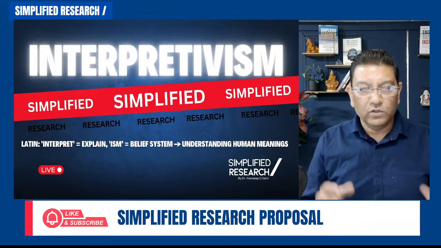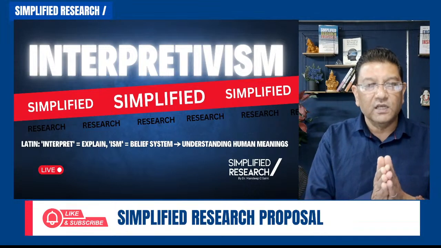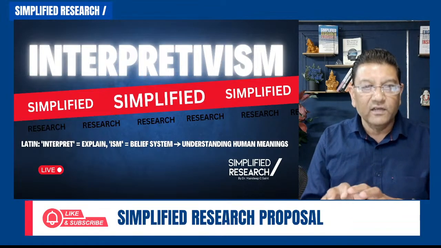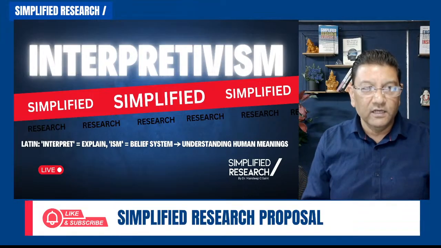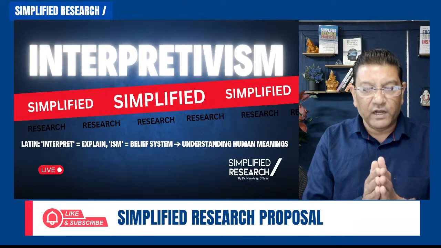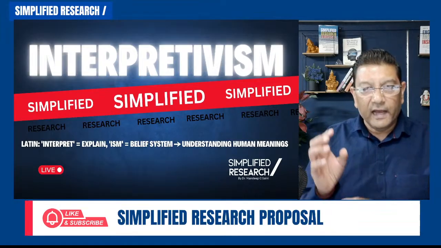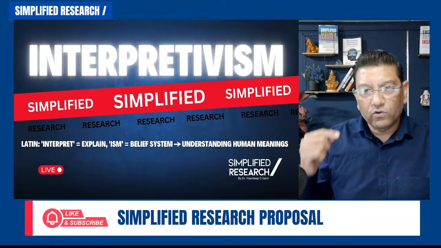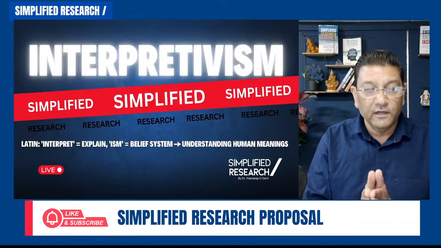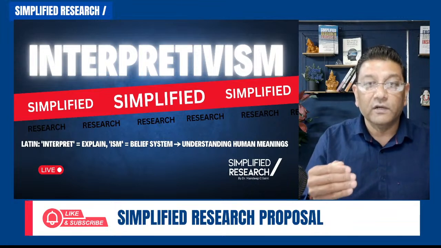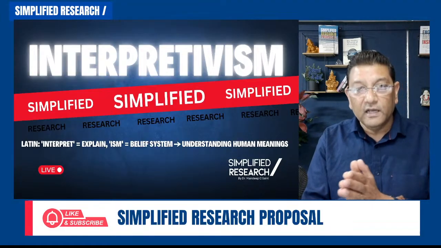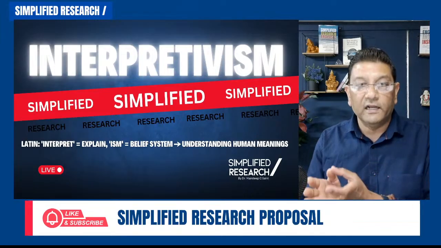Subjectivism. Now, the opposite side, which is positivism, is related with the objects, but on this side, it is related with the subjects. So it is a different type of paradigm, where we are talking about subjects. And when we are talking about their understanding, their knowledge about something we are researching, that means the qualitative data. So interpretivism is related with the people, and people give the qualitative data.